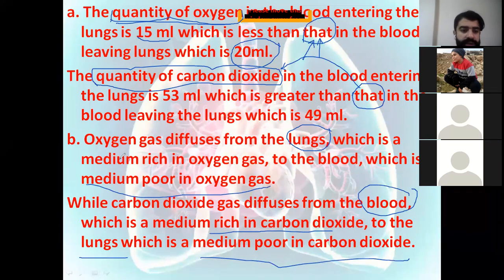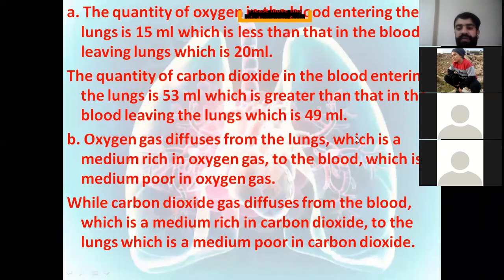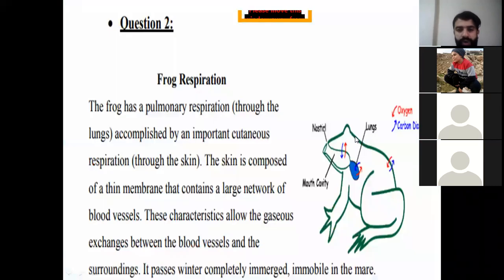So here, these are the notes in your copybook that we wrote two weeks ago. Oxygen gas diffuses from where to where? From the lungs, a medium rich in oxygen gas, to the blood, which is a medium poor in oxygen gas. Carbon dioxide, the opposite: from the blood, which is rich, to the lungs, which is medium poor in carbon dioxide. Let's move now to question 2.